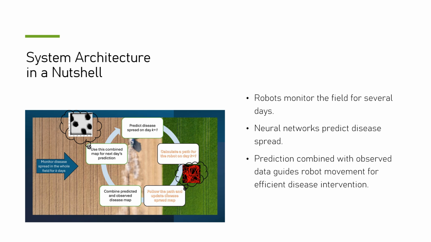Now, this is a system architecture in a nutshell. So the robots monitor the field for several days, and that helps the robot to build this disease map. The neural networks help the robot to predict the disease spread over time, and this prediction is combined with the observed data that is found by the robot through their movement. So they actually go in the field and look at the crop and find out which crops have the disease. So the predicted model and the observed model is combined for better movement and better disease intervention in the future.